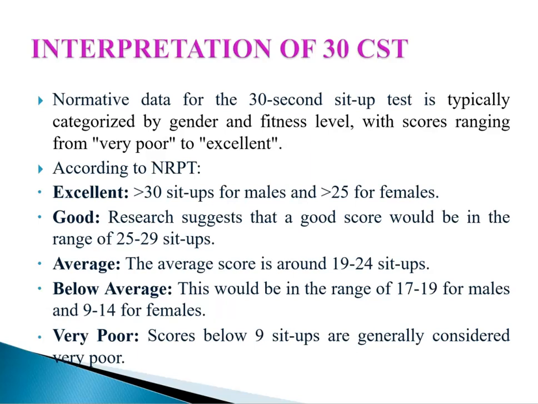Average score falls within the range of 19 to 24, and below average falls within the range of 17 to 19 for males and 9 to 14 for females. Scores below 9 are generally considered very poor.